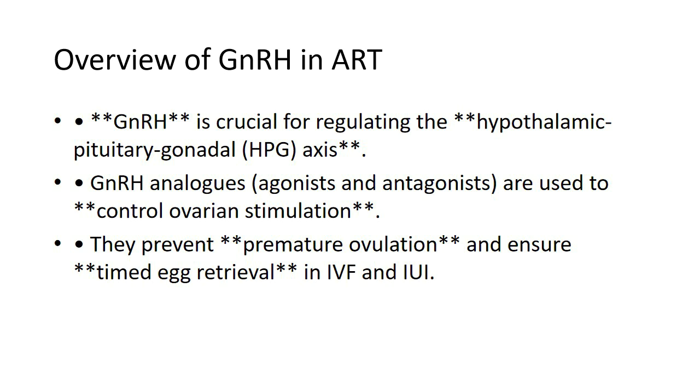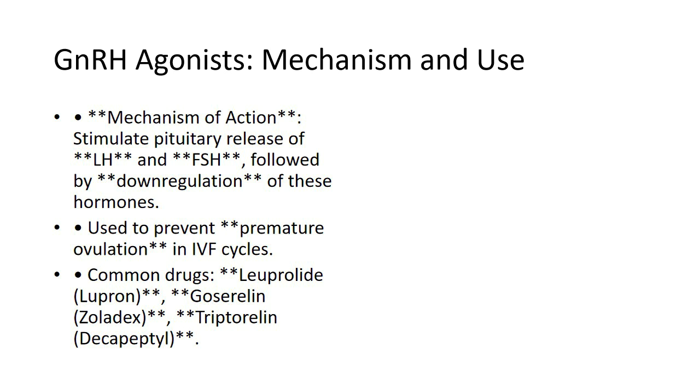1. GnRH agonists. GnRH agonists are synthetic analogs of the naturally occurring GnRH, which is produced by the hypothalamus and regulates the release of luteinizing hormone, LH, and follicle stimulating hormone, FSH, from the pituitary gland. Mechanism of action: GnRH agonists initially stimulate the pituitary gland to release LH and FSH, resulting in a temporary increase in these hormones known as the flare effect.